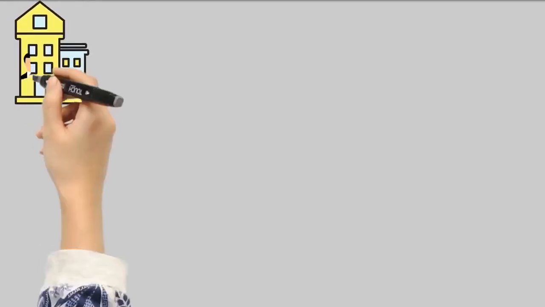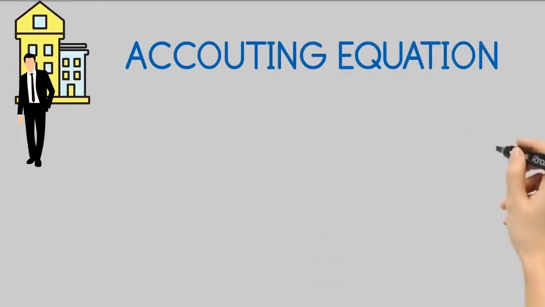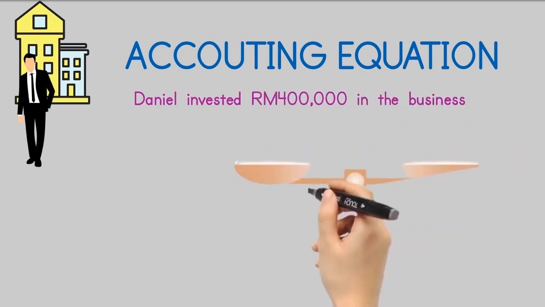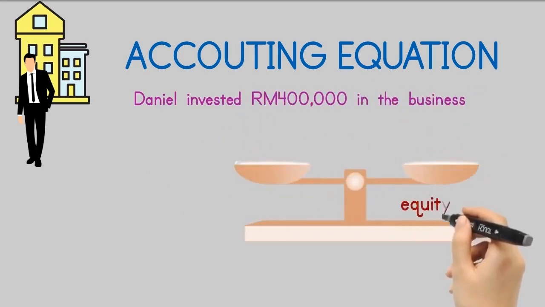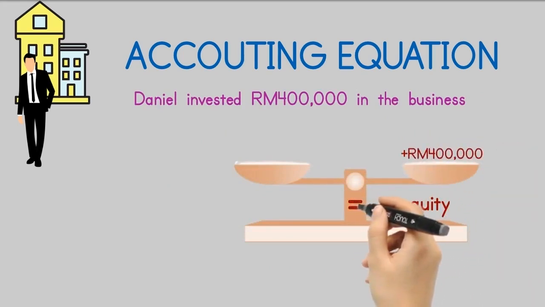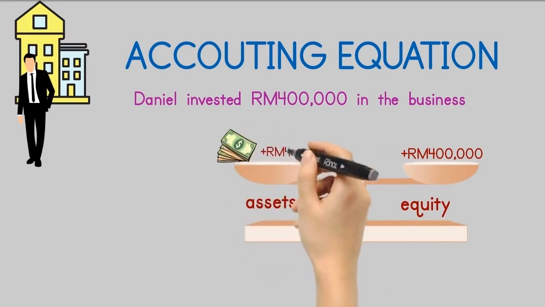Let's take the transactions at Daniel's Consulting Services and see how they fit into the accounting equation. The very first transaction occurred when Daniel invested $400,000 in the business. This $400,000 is the capital or owner's equity in this transaction, and an asset in the form of cash is created for the business.